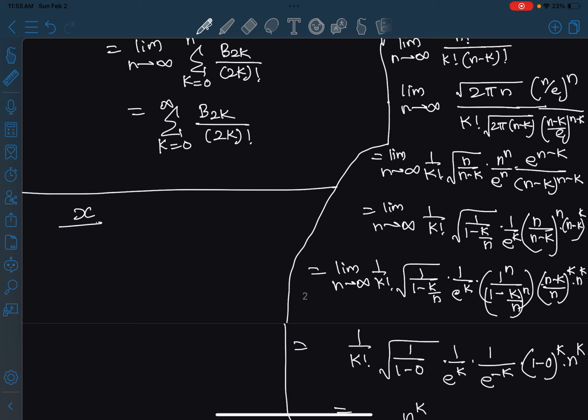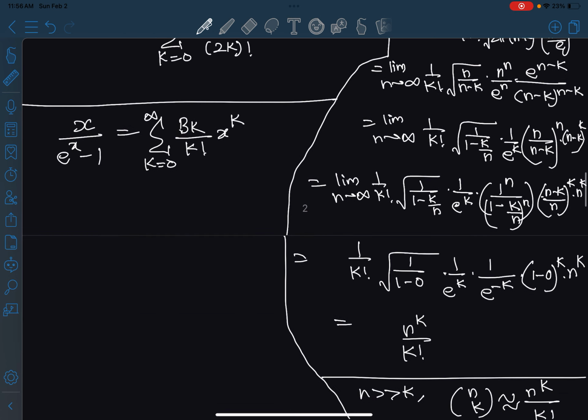So this is x by e to the power x minus 1. This is basically equal to the sum of the Bernoulli numbers divided by k factorial times x to the power k, right? Now we also know that all odd Bernoulli numbers are basically 0, and only b sub 1 is the one Bernoulli number with odd index that's not 0.